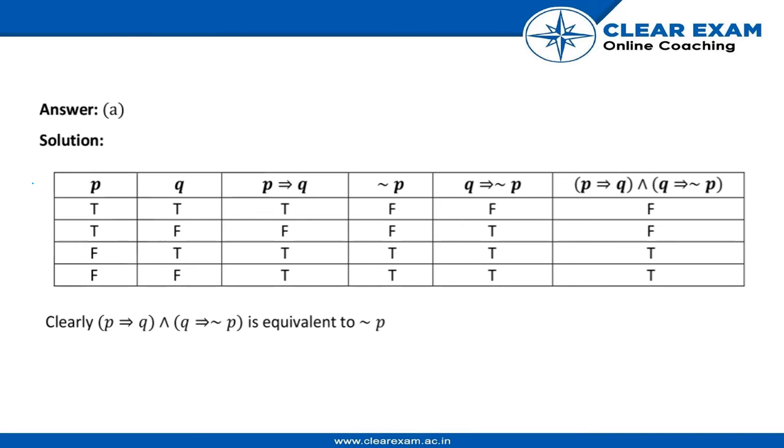Then Q is equivalent to negation of P. That means it is filled by false, true, true, false, and at last it's our condition, which comes out to be false, false, true, true. That means if you look closely, this column is equal to negation of P. So our answer is going to be A part.